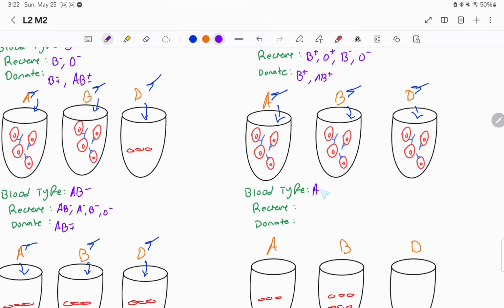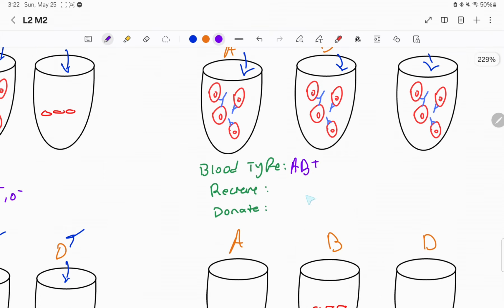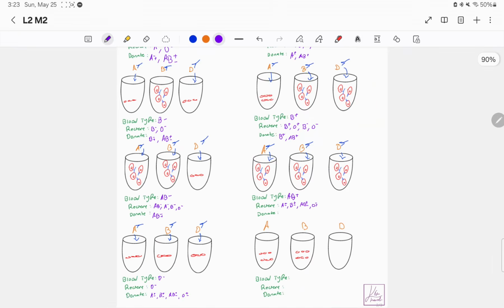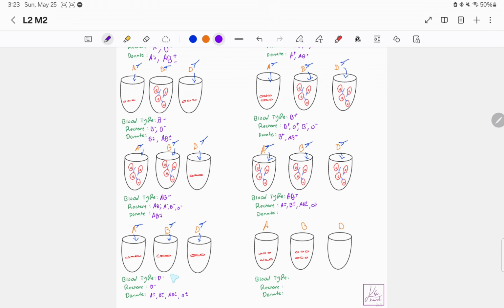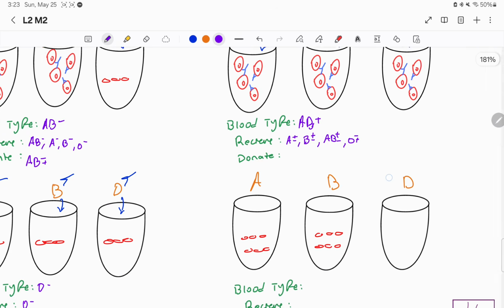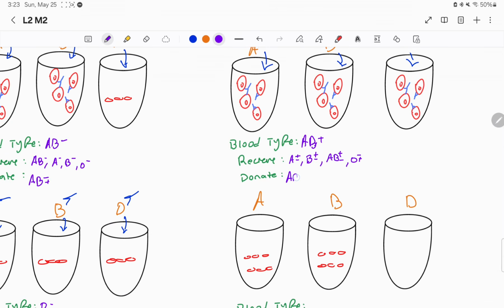AB positive means he can receive blood from A, positive and negative, B, positive and negative, AB, positive and negative, and O minus and plus, okay? This guy is the universal recipient, while the other guy is the universal donor. So who can this guy donate to? He can donate only to AB positive. That's it.